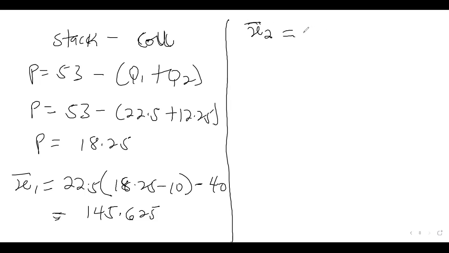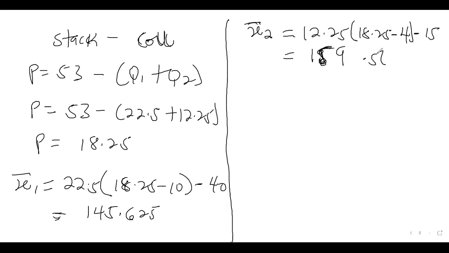The profit for firm two. The quantity for firm two is 12.25. The price is 18.25. Now, if firm two plays Collusion, all right, his marginal cost will now be 4. So price minus the marginal cost is this, minus, he will reduce his fixed cost to 15. So the final answer will be 159.5625. Okay.